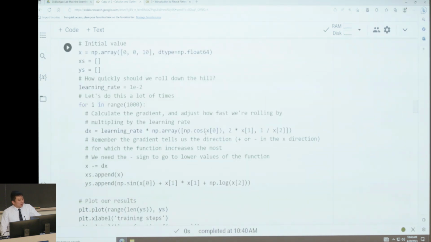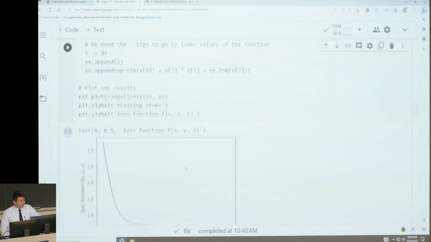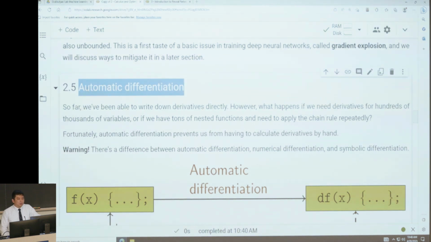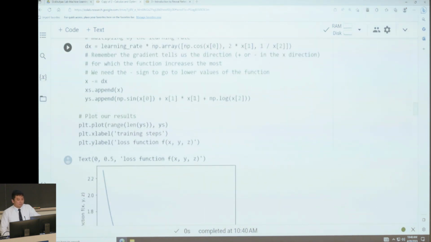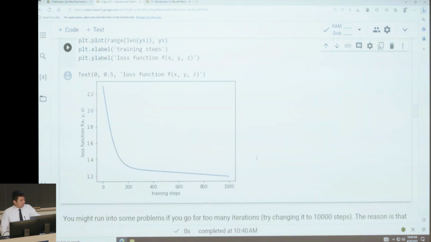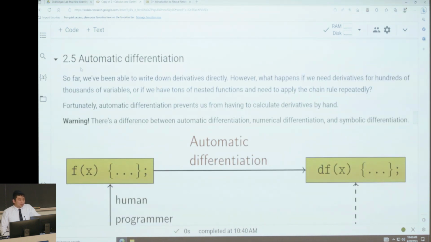Okay, so far I've computed these derivatives by hand, right? I've taken the function and explicitly stated this is the derivative of that function. Fortunately, you don't have to do this by hand for machine learning models, which might have hundreds of thousands to millions of these variables that you're taking the gradient of. So this process is called automatic differentiation.